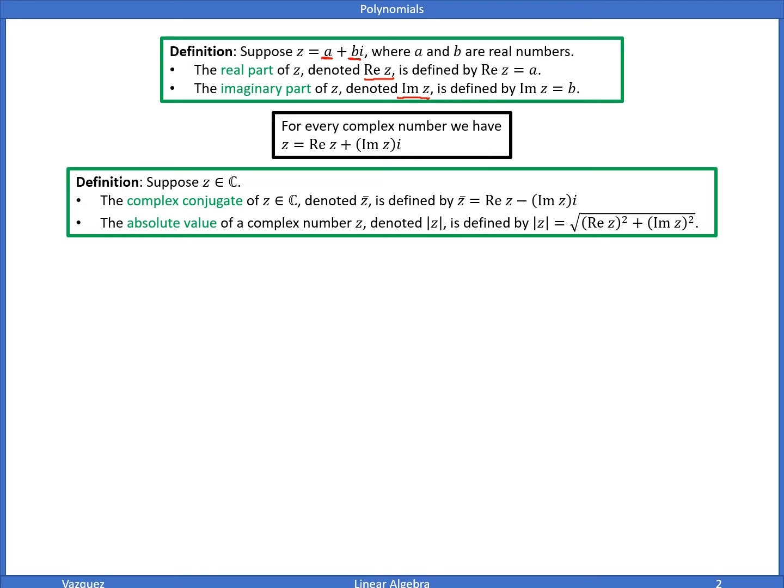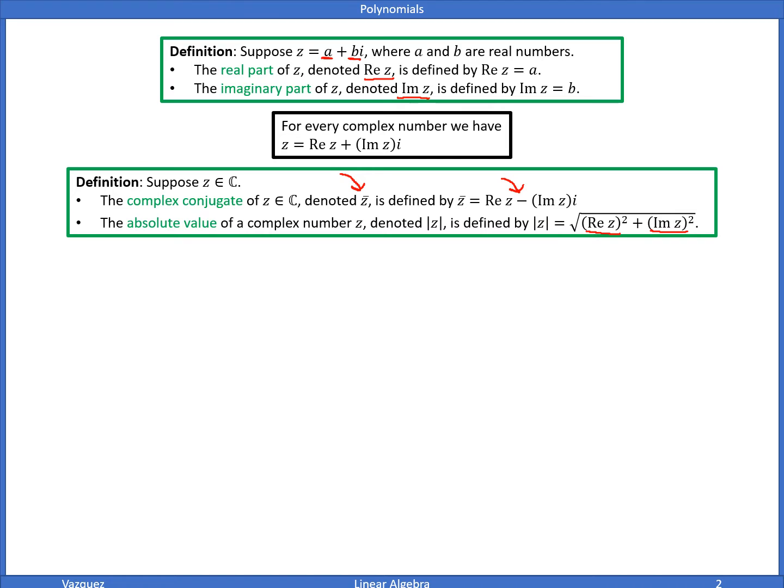Next definition, we have the complex conjugate. The complex conjugate, we just put a little bar over the number, and we define it by, instead of having addition, we have subtraction here, but everything else remains the same. Now the absolute value of a complex number is defined to be the square root of the real part of z squared plus the imaginary part of z squared. That is how we're defining the absolute value of a complex number.